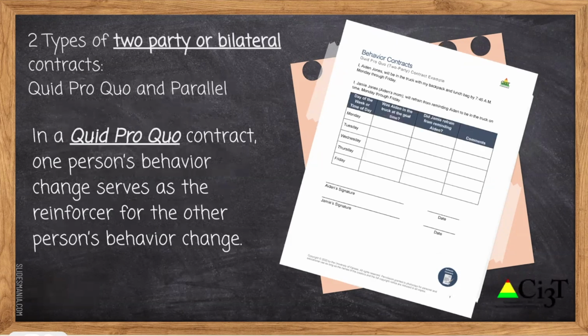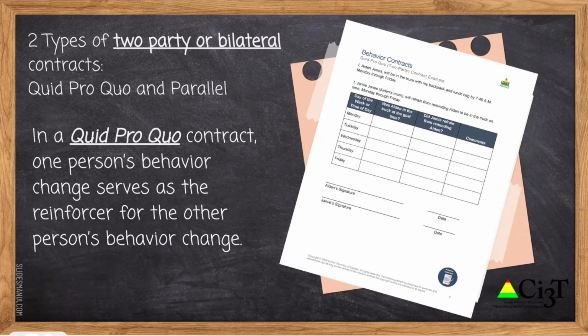And there's two types of two-party or bilateral contracts, and those are quid pro quo and parallel. When we're looking at a quid pro quo contract, one person's behavior change serves as the reinforcer for the other person's behavior change. An example is I have a rough time getting my kiddos to clean their room, right?